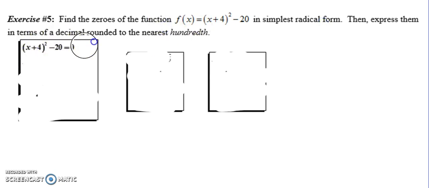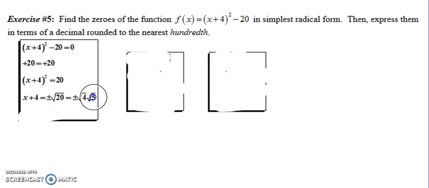Alright, so you just have to set this equal to 0. Now we have to get the x squared, or the whole thing squared, alone. So add 20 to both sides. And therefore we have this now equals 20. Now I'm going to get rid of that squared by square rooting the entire thing here. That would leave that alone. I have to square root 20. There we go. Which turns into that.